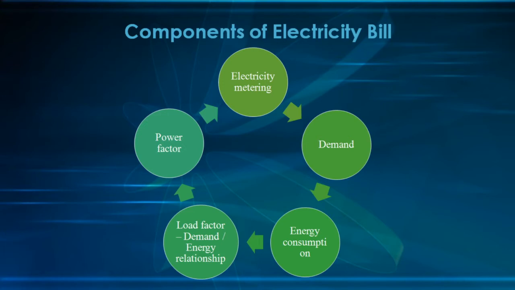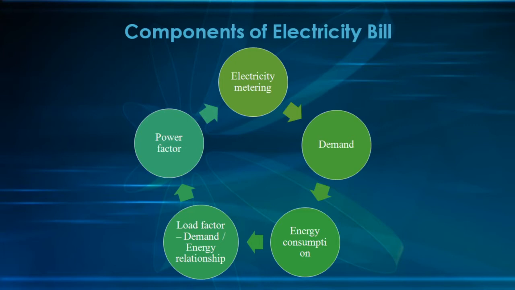Components of the electricity bill. The electricity bill generated at the end of the month from the utility grid depends upon various factors. The first factor is electricity metering. The amount of units consumed is decided according to the electricity metering. Second is the demand, the amount of demand the customer has. If the demand goes above 100 units per month, the charges are different. If the demand goes to 500 units per month, the charges are different.